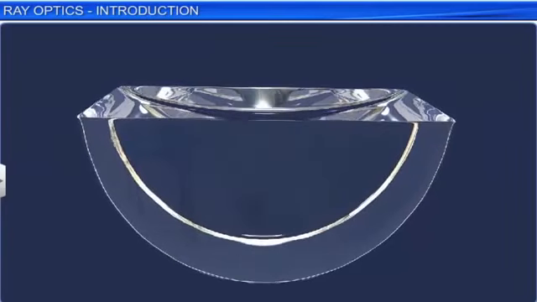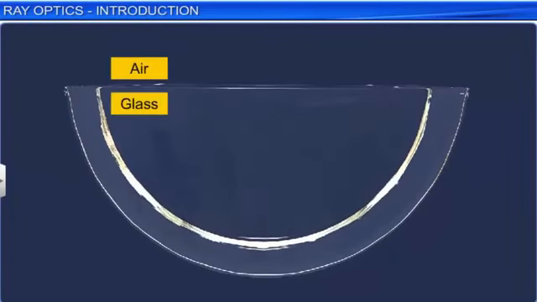Let us first observe the path of light when it falls on an interface of two transparent media. When a beam of light is incident on an interface separating two transparent media, it is partly transmitted through the second medium and partly reflected into the same medium.